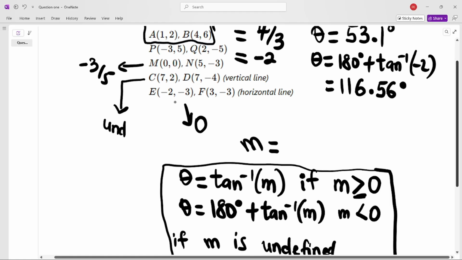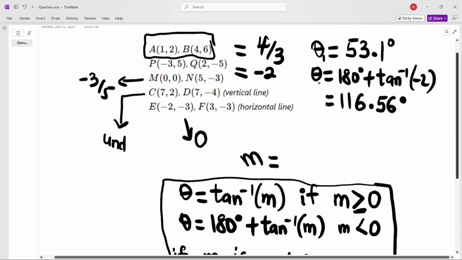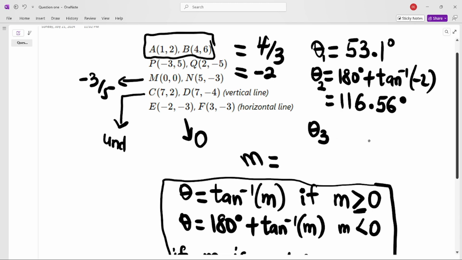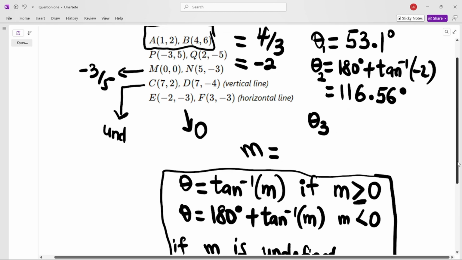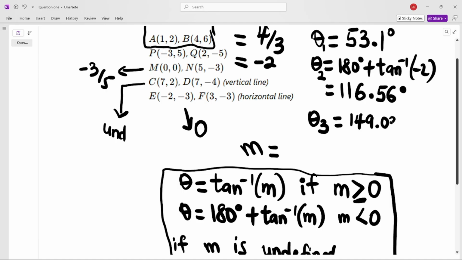So next one, I think this was for Kennedy. Kennedy, which formula are you using? The second one. Okay. So let me call them theta one, theta two, and theta three. Just give me the answer. Sir, theta 3 is 149.03 degrees. Okay.